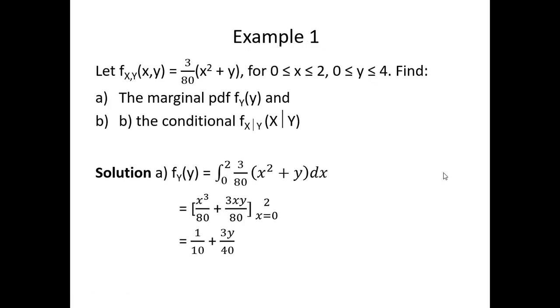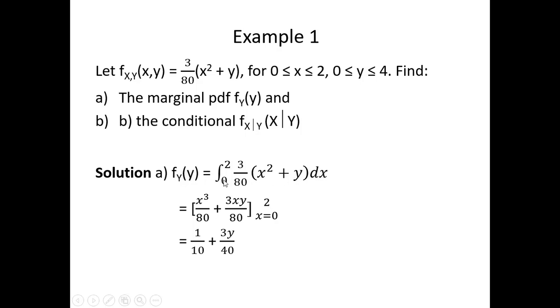So let's start off. Suppose we have a joint density f of x,y is 3 over 80 times (x squared plus y), defined over this rectangle. We find the marginal PDF and then the conditional. So to find the marginal with respect to y, we need to integrate out x. So we set up the integral, we go 0 to 2, because we're integrating with respect to x. Here's the joint density, dx.